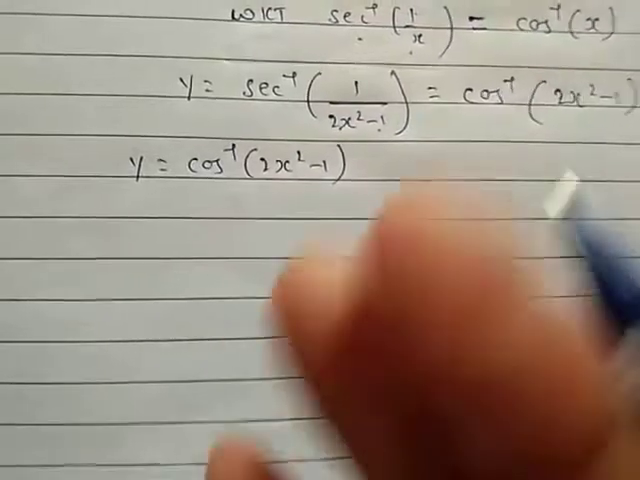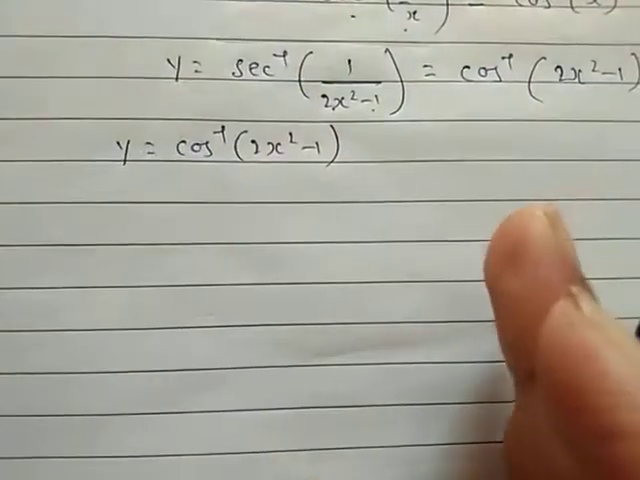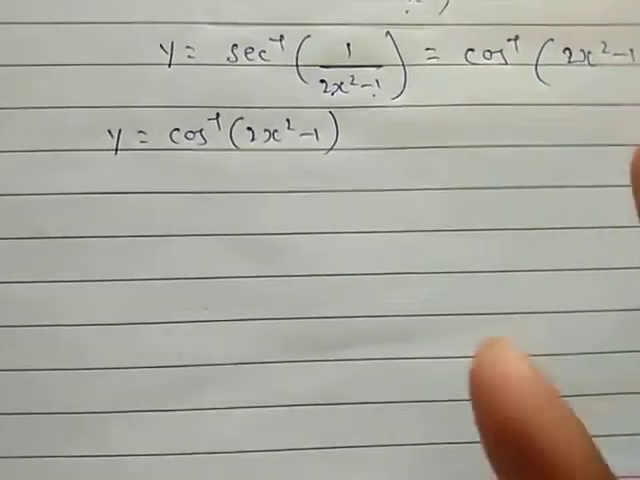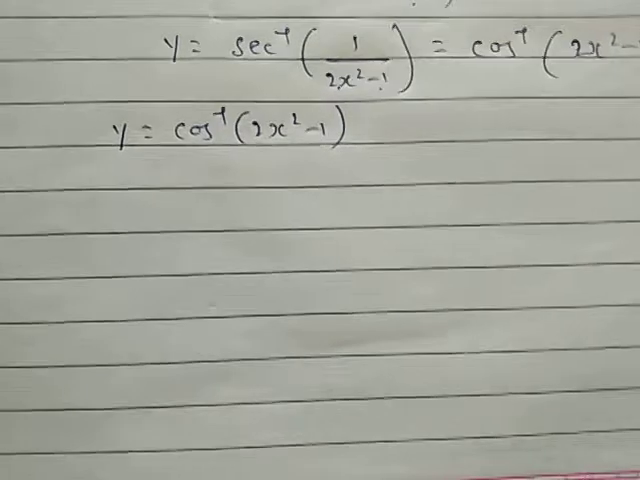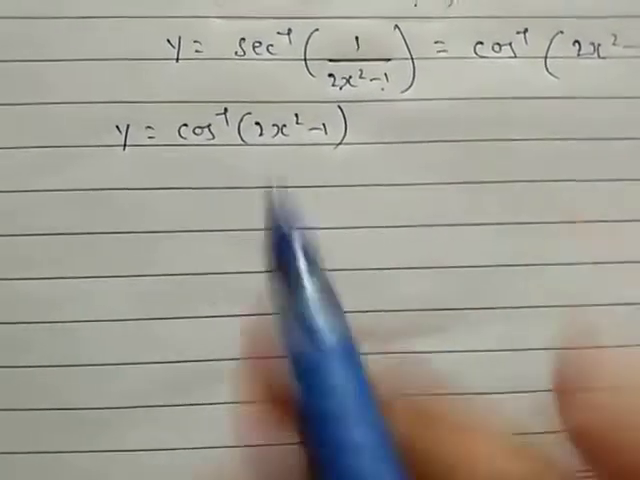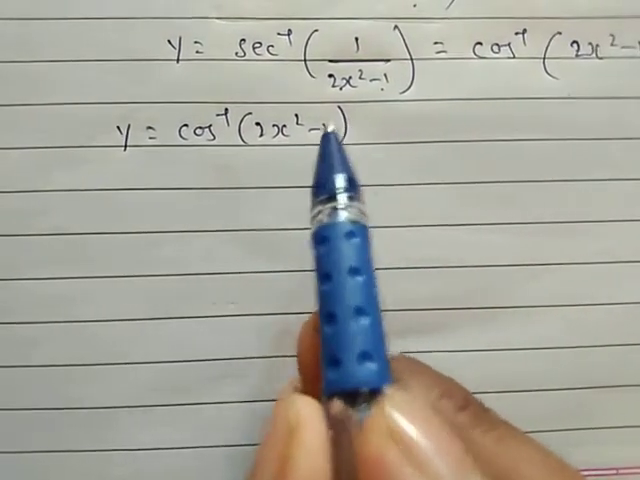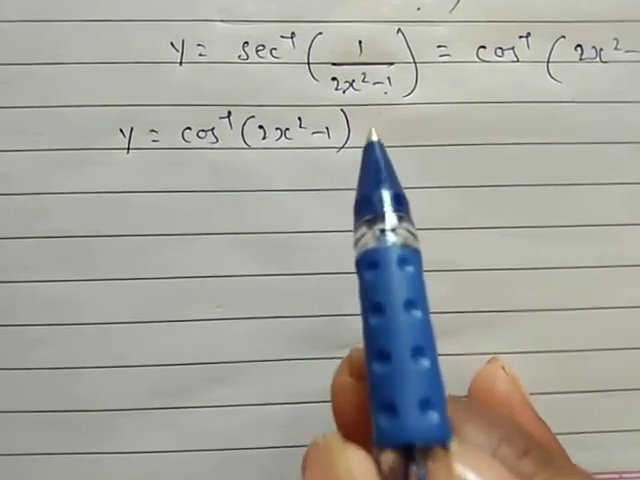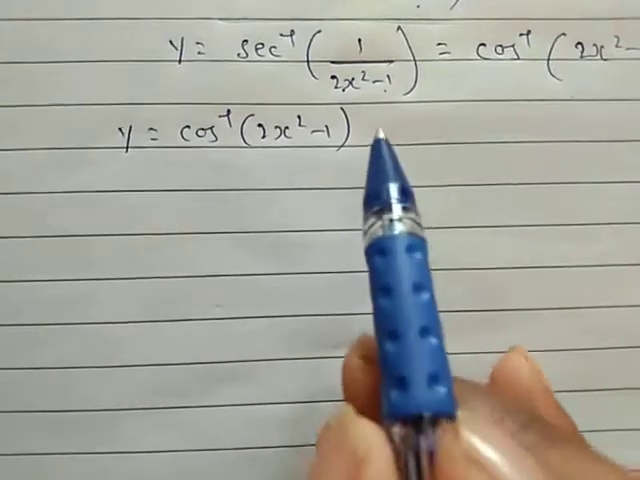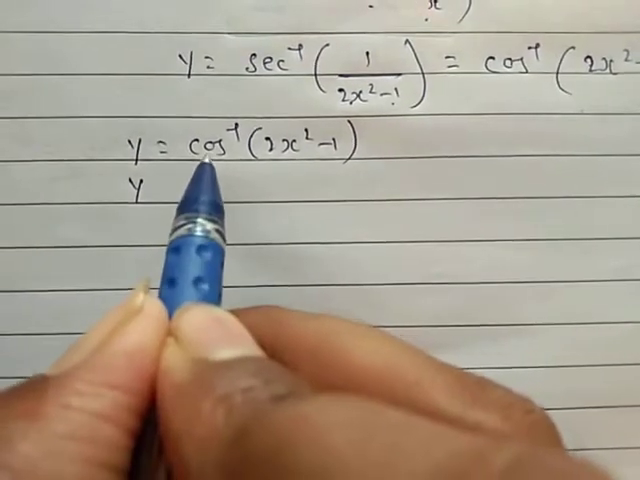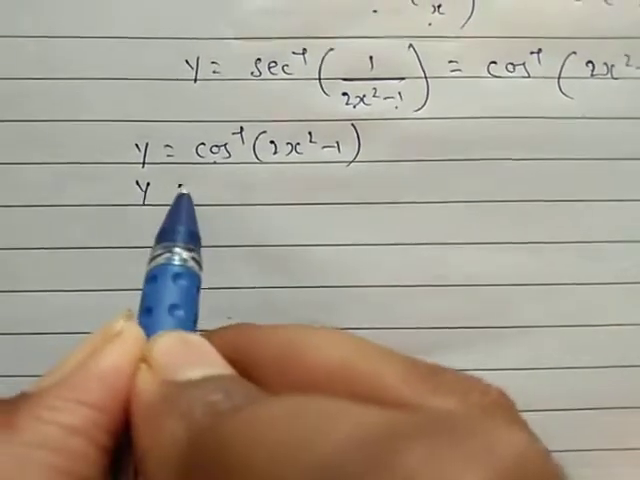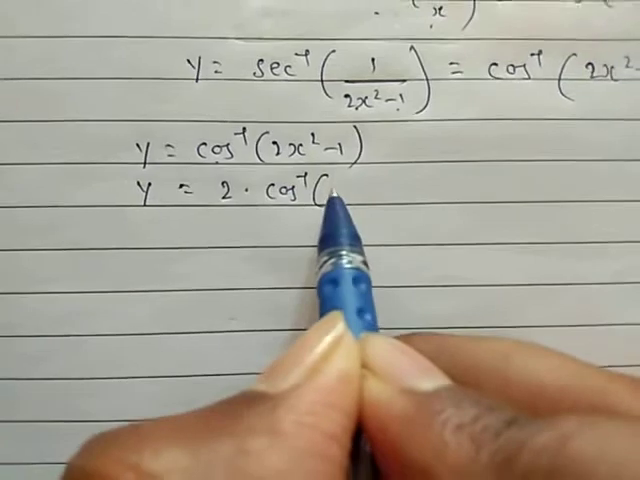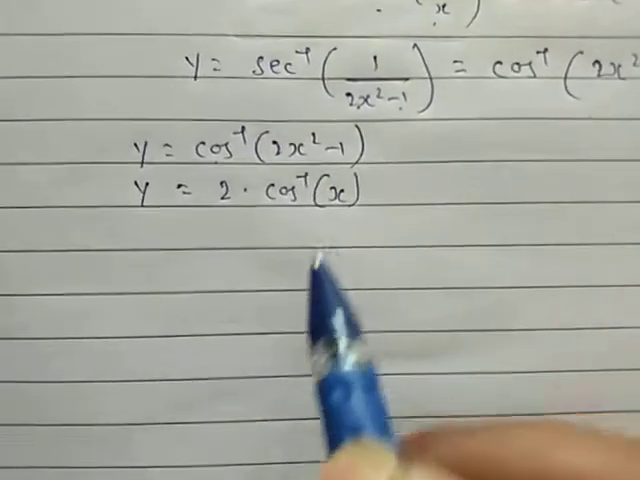By applying the standard derivative, we can find the derivative of cos inverse of 2x square minus 1. Since this is a complicated function, cos inverse of 2x square minus 1 can also be written under the given domain, 0 less than x less than 1 by root 2, as y is equal to 2 into cos inverse of x only.